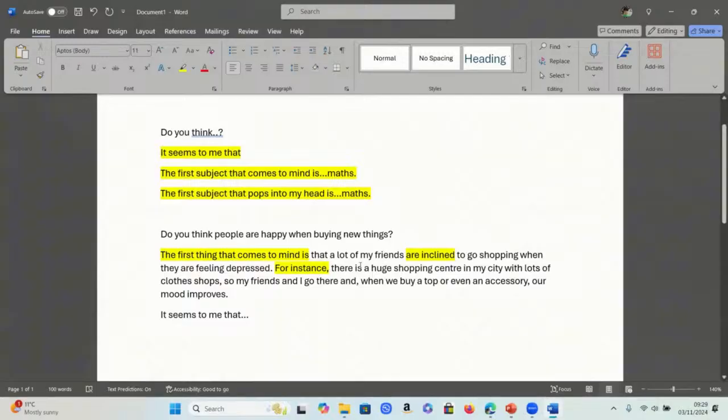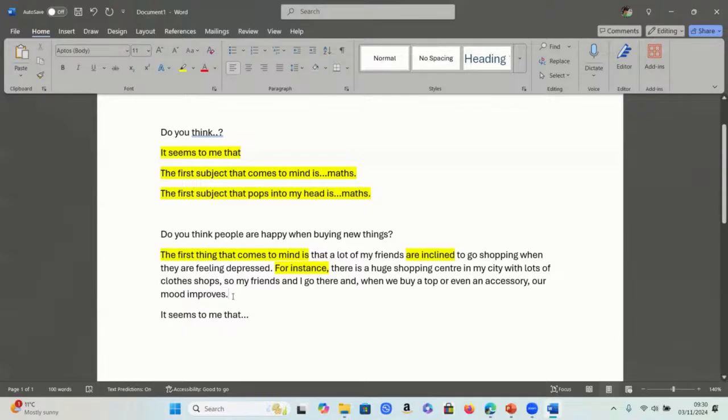So you can use familiar people in your example. So that's a do you think question. And again, you can put, it seems to me that, what pops into my head? First thing that pops into my head is that a lot of my friends are inclined to go shopping. So that's a do you think, and then you just say something, you explain it, or you give an example. So a lot of my friends are inclined to, so you're saying yes, and then you're explaining it, and then you're giving an example, right? So that's a do you think question. So we should be thinking of that.